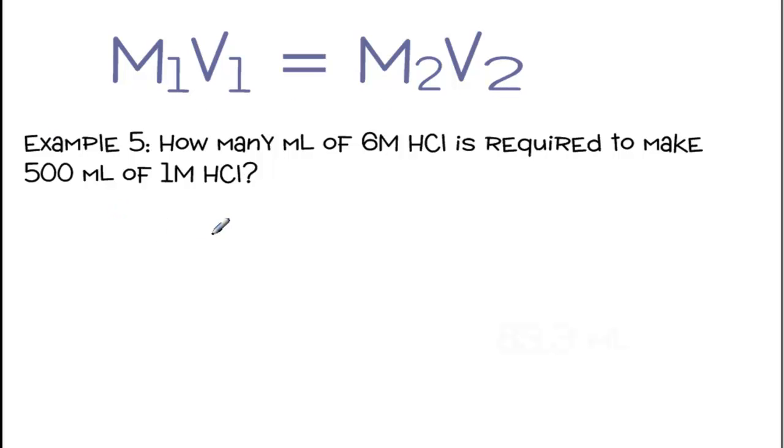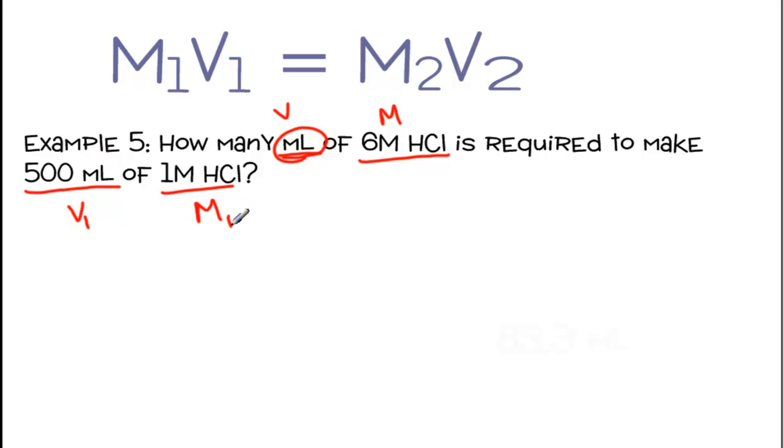So if we look at our example, it says how many milliliters, so that's what we're trying to find, a volume of 6 molar HCl, so that's a molarity, is required to make 500 milliliters of 1 molar HCl. Alright, so I need to keep the 500 milliliters and the 1 molar together because that's what I'm trying to make. I'm trying to make 500 milliliters of 1 molar HCl.